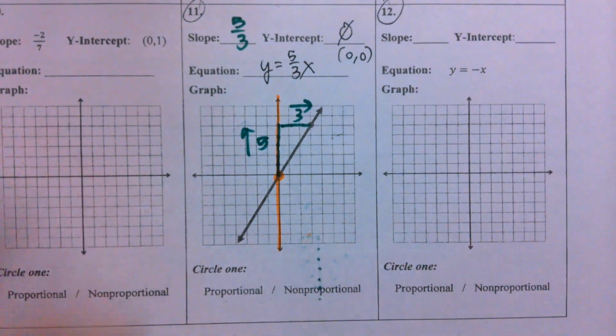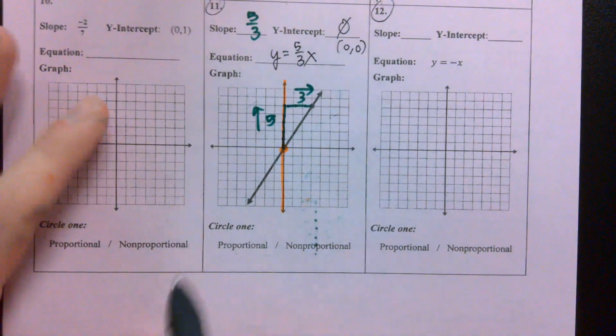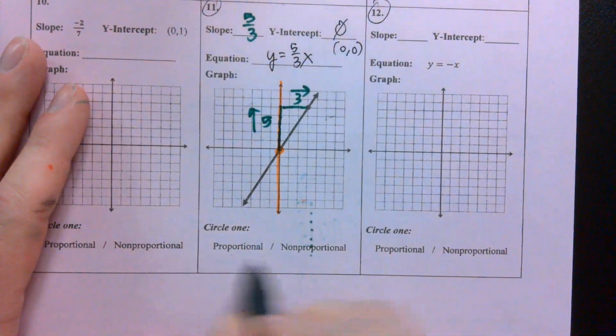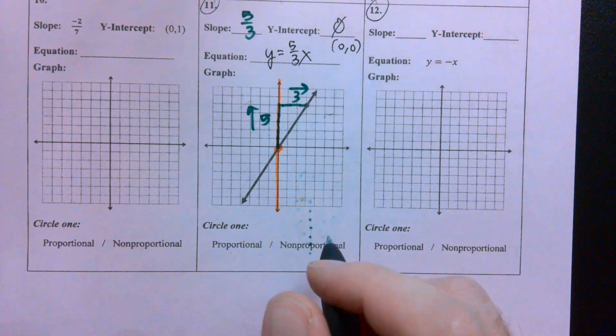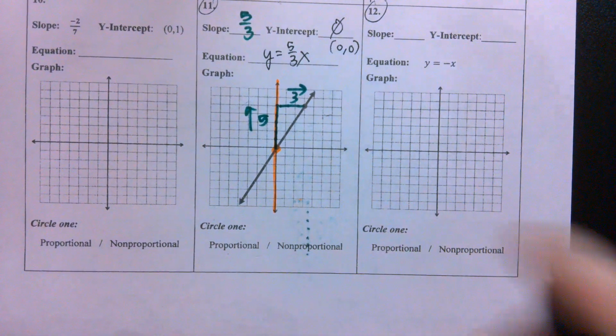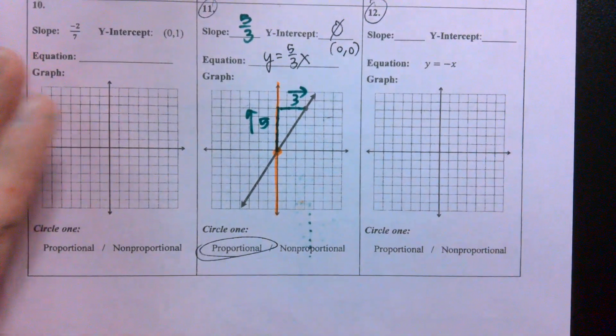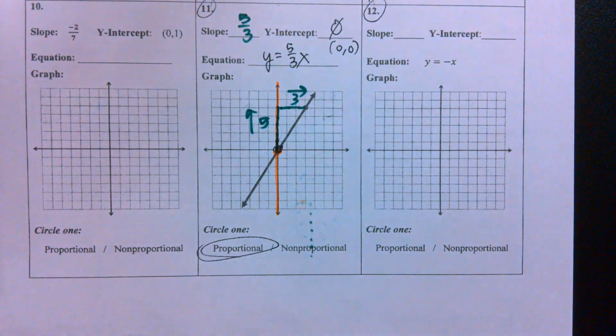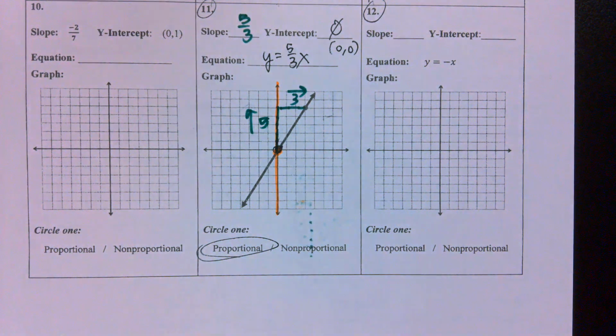Now, is this equation, give me a quick thumbs up for proportional, thumbs down for non-proportional. What do you guys think this time around? 1, 2, 3, 4, 5, 6, 7, 8. Perfect. I appreciate you, 8. This is definitely proportional. We're going right through the origin in the center. All right.